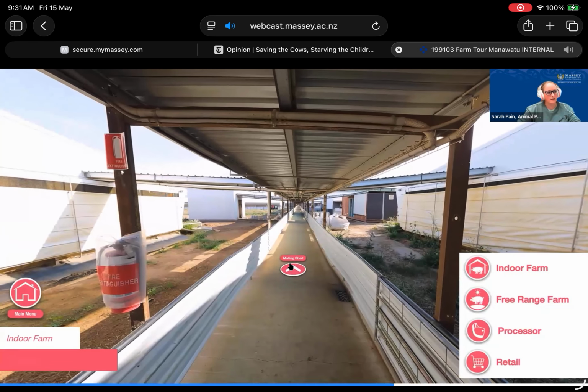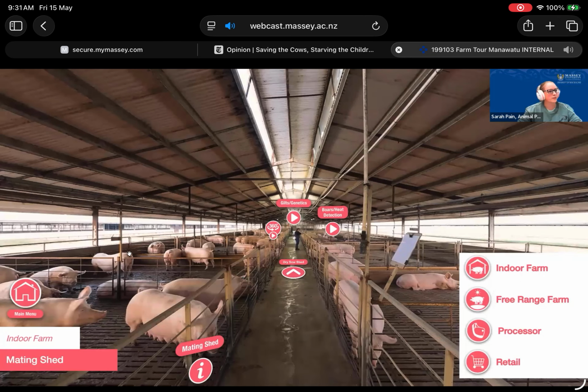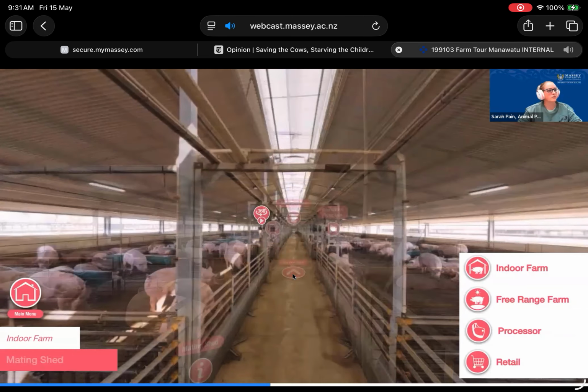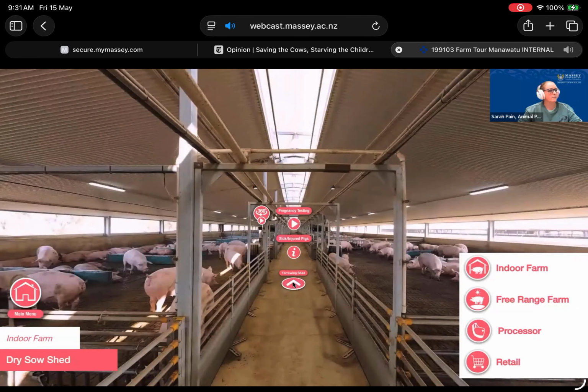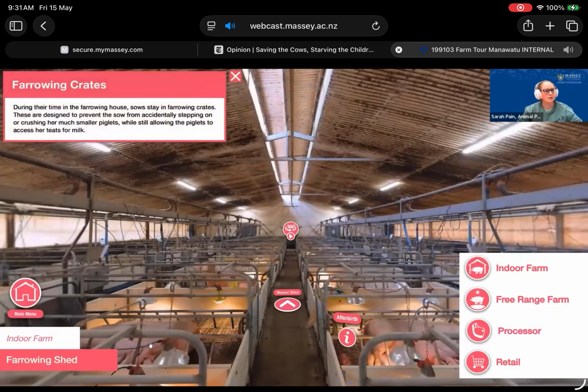So again, it's probably a bit labelled, isn't it? Mating shed. So this is the dry sow shed. So this is where they're held whilst they're waiting to go into the farrowing shed. And then you move into the farrowing shed. So these sheds are a bit bigger, but it's the same setup. They've got farrowing crates. They don't have the sort of boxes that you saw in the other one. They've just got the heat lamps.